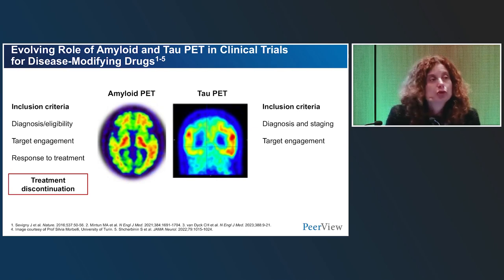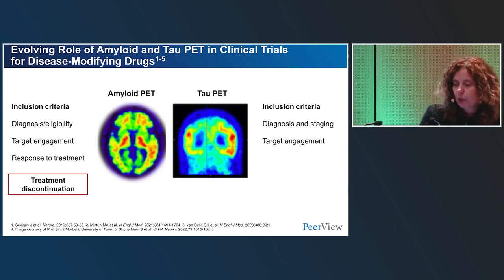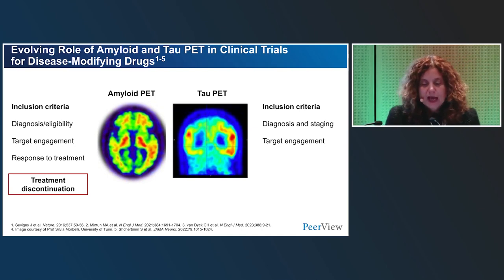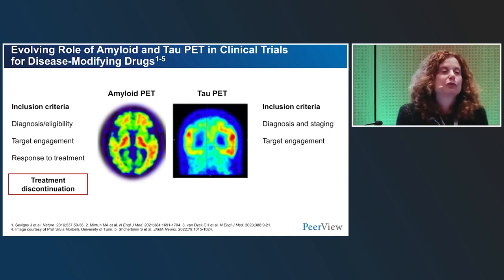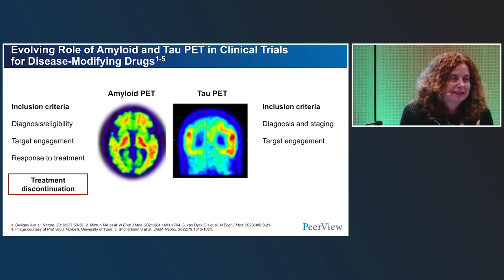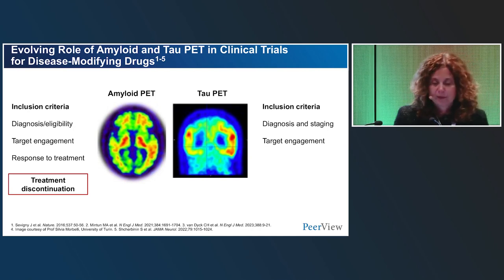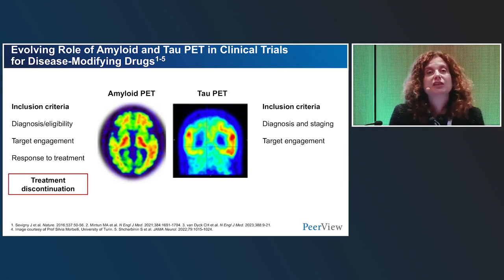So there's an evolution of the role of amyloid and tau PET in clinical trials, and while they can measure response to treatment, the only response to treatment that you want to see is the slowdown of cognitive impairment, the slowdown of the progression of cognitive impairment. There's an important point that is part of the trial. The possibility to think about treatment discontinuation, very interesting for the political stakeholder.